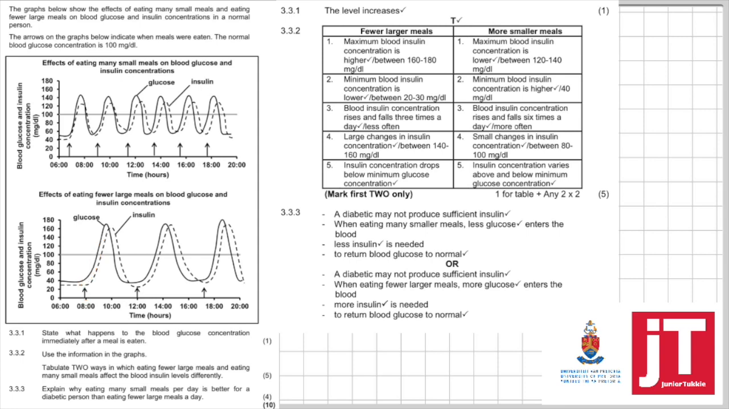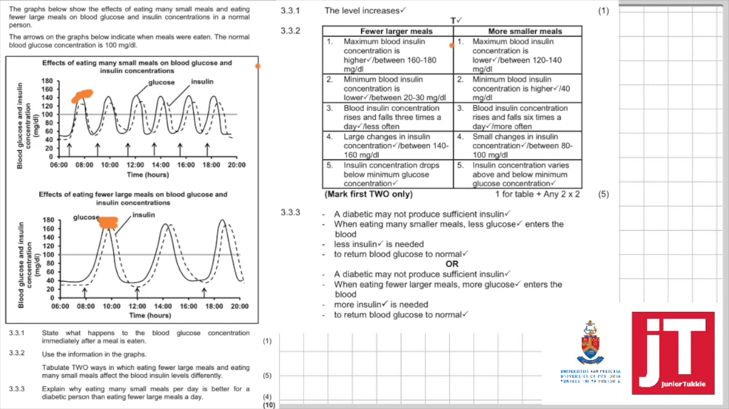Right. 3.3.2. Use the information in the graph. Tabulate 2 ways in which eating fewer large meals and eating many small meals affect the blood insulin differently. This is a very nice question. Here you can see you got a mark for the table. Now, for the first one, for fewer larger meals, the maximum blood concentration is higher. Hope you can see it here. Right, it's between 160 and 180.